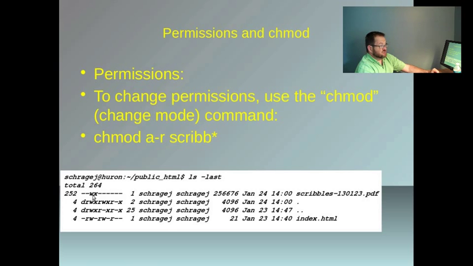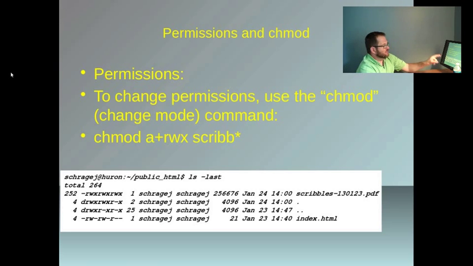I could say chmod a minus r scrib star, and now all have lost read permission. And notice if I look over here at my permission string, not only have all lost it, the world, but the group has lost read permission, and so has the user, the owner. I created this file, scribbles.pdf, but I can't even read it. Okay, I can change the permissions back, but right now I would literally not even be able to read that file. It is locked down.